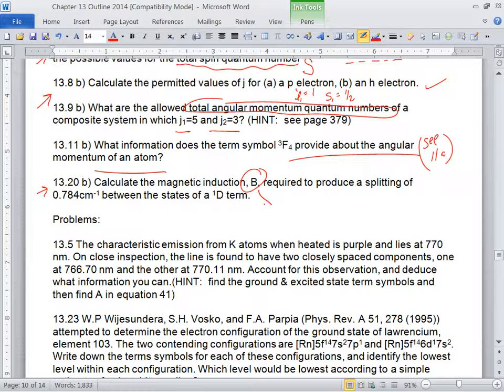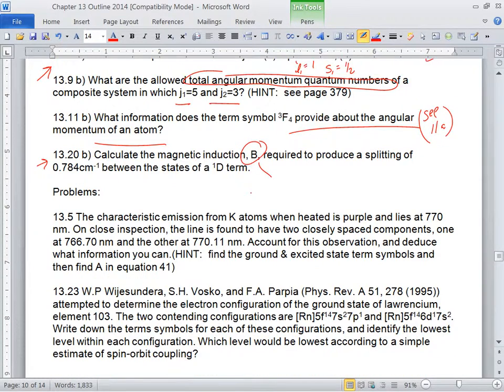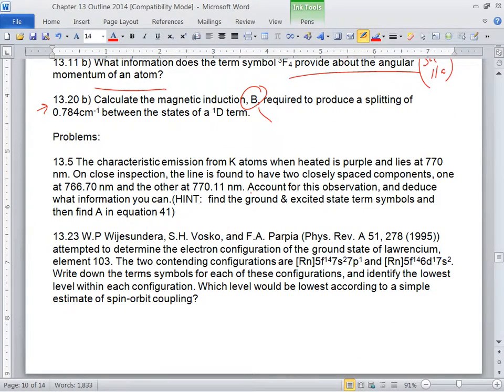Okay. Make sure we're on the right track here. So I think we're ready to go on to these problems. Characteristic emission.